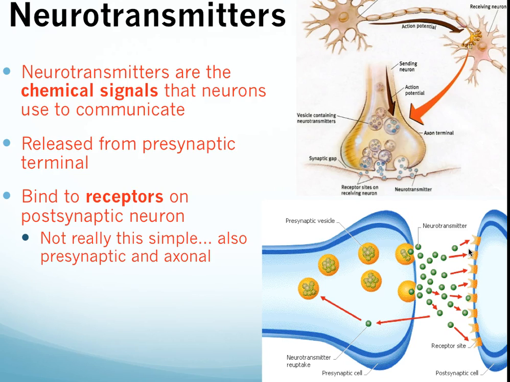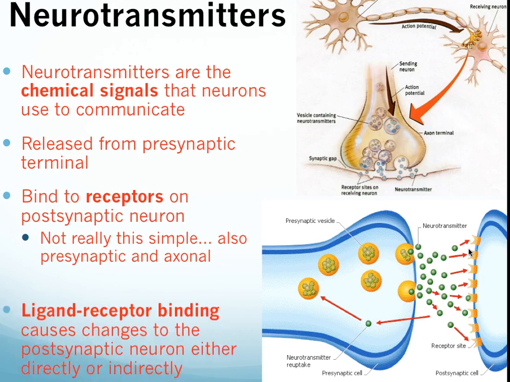Now I do point out the fact that it's not always this way. It's very complex, the way that neurons signal and the way that neurotransmitters bind to receptors. So oftentimes there's actually presynaptic receptors, there's axonal receptors, so they're not always on the dendrites of the postsynaptic cell. But for simplicity's sake, we're going to just consider this situation and say, okay, we have a presynaptic cell with a terminal. It's going to release transmitter. It's going to bind to a receptor on a postsynaptic neuron, probably somewhere in the dendrites.